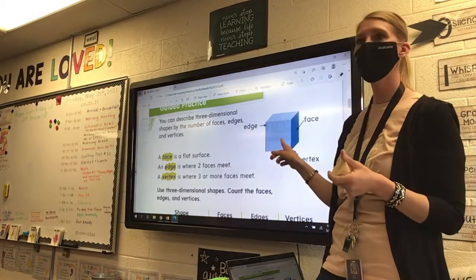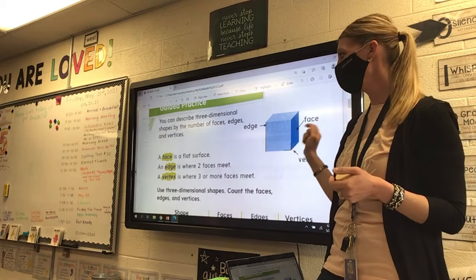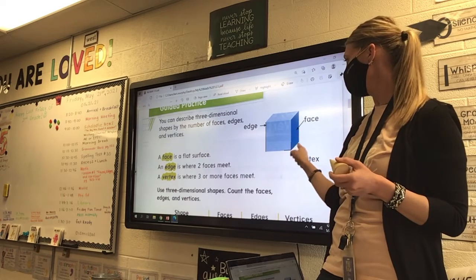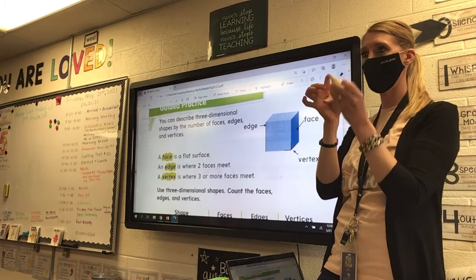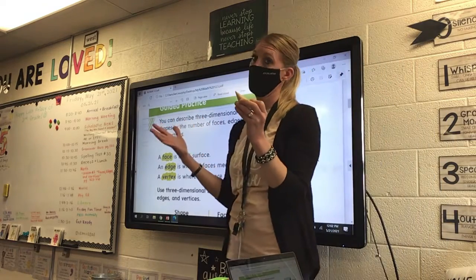The face is a flat surface. An edge is where two faces meet. And a vertex is where three or more faces meet, and they will form that sharp point or that corner. So another name is a corner.